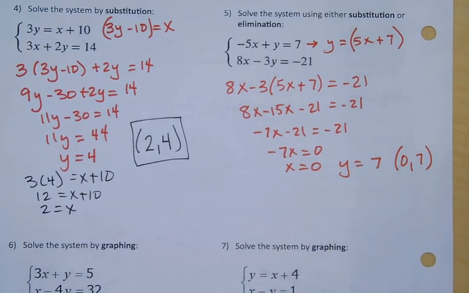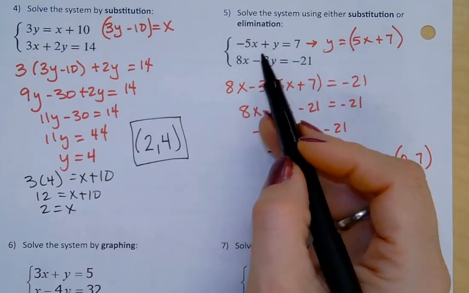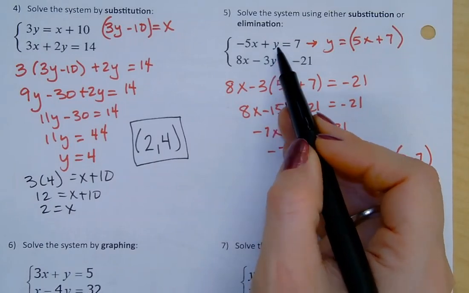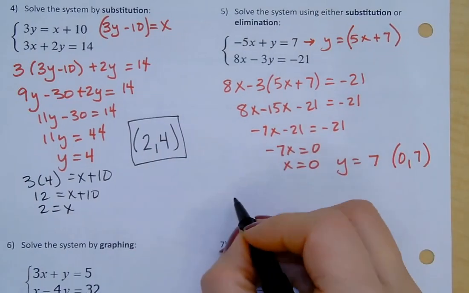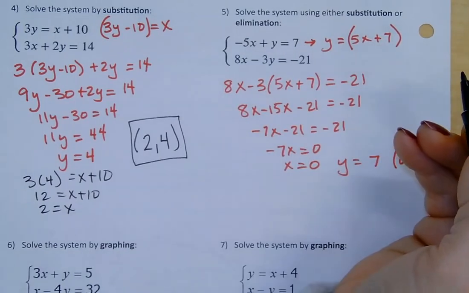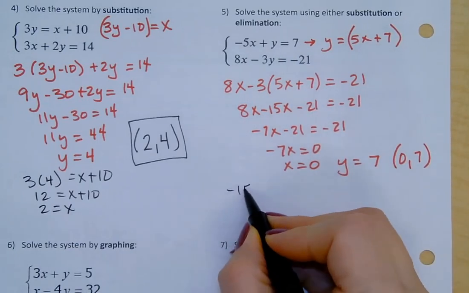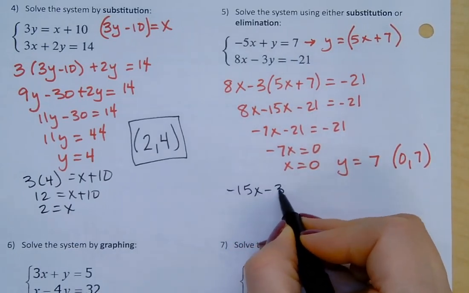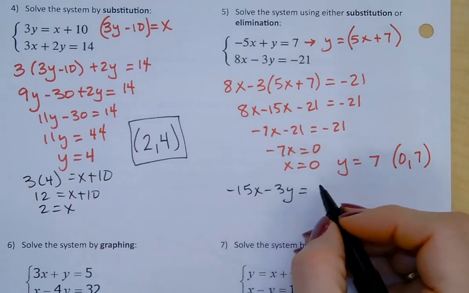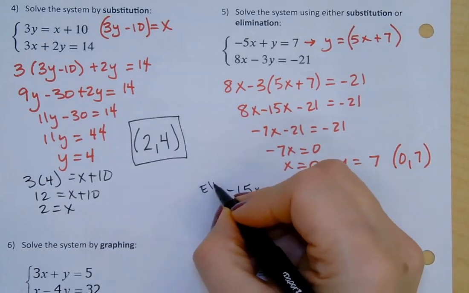If I had wanted to solve that by elimination, I want to make sure everything is lined up properly. And I can see that if I change my y here, if I make it positive 3y, it'll eliminate. So I'm going to multiply my upper equation. I'm just doing a whole different method here. If I multiply my upper equation by 3, I'm going to get -15x plus 3y equals, multiply by positive 3, so 21. Okay, so this is the elimination method.